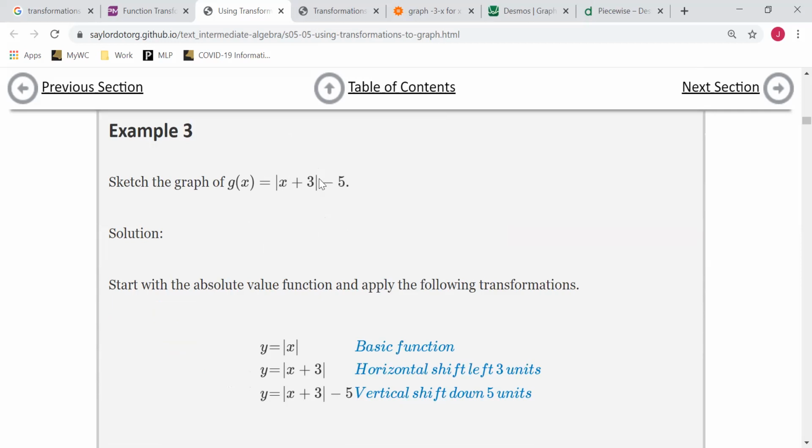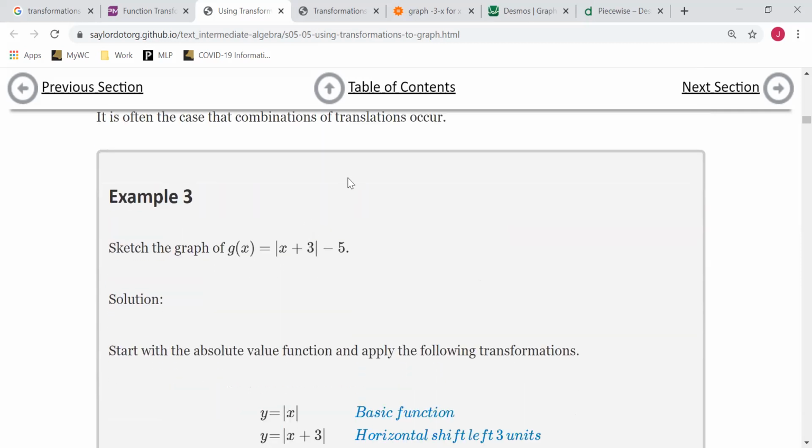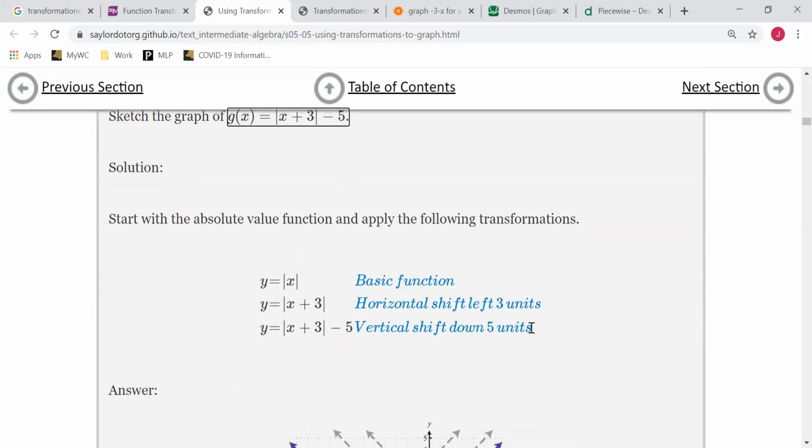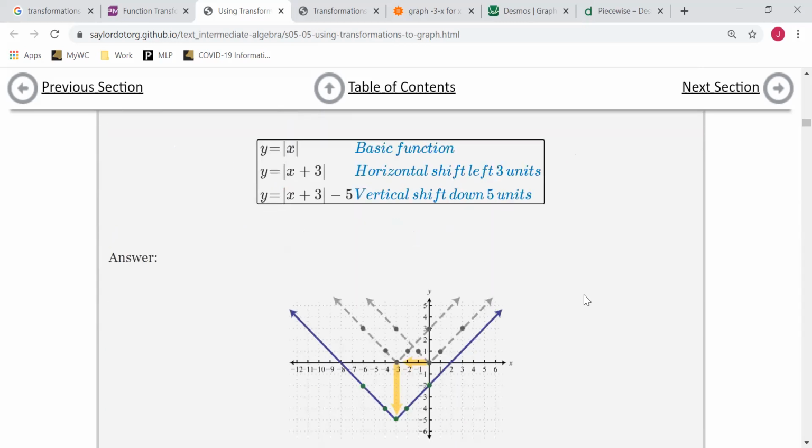So with this, remember the absolute value function created the v shape. Here what they're doing is they're adding 3 in with the x. So that's going to shift it to the left 3 units. Then they're subtracting 5 outside the absolute value. So they're actually also shifting it down 5 units. So both of those things are happening. So they're giving you a 2 for 1.